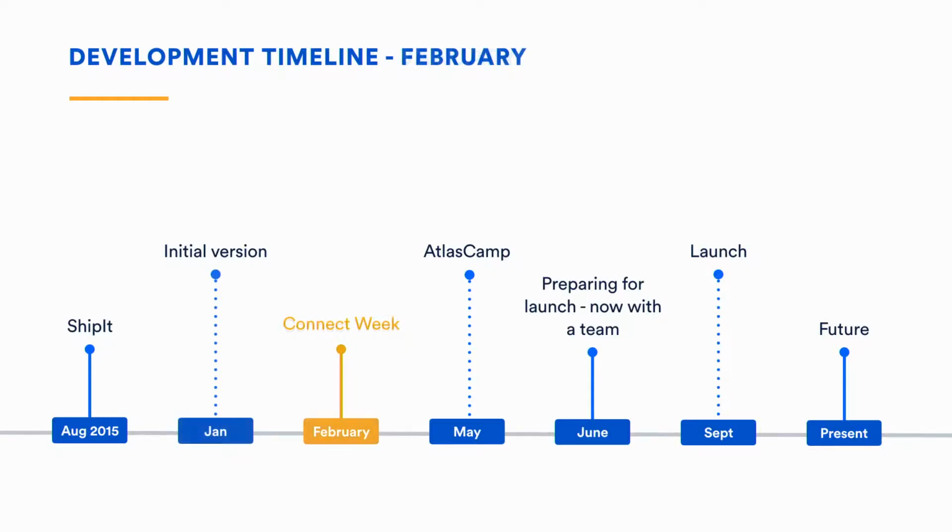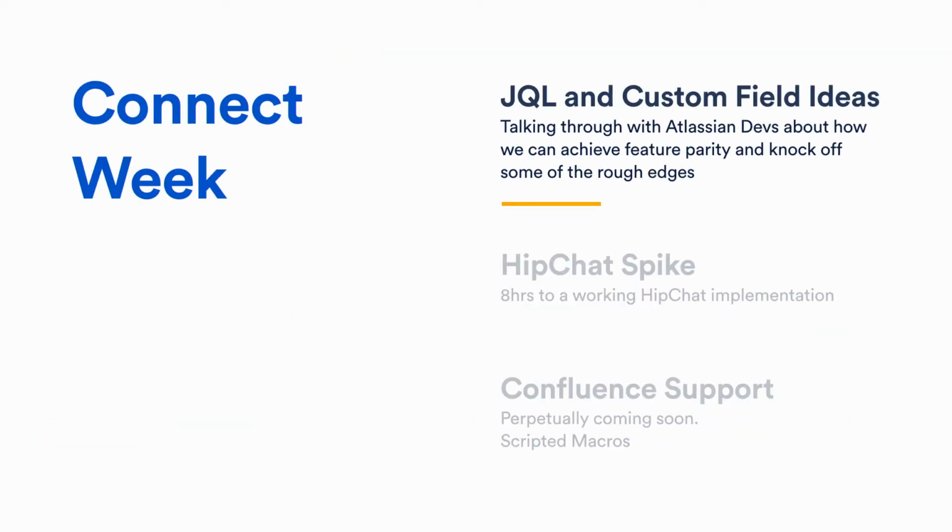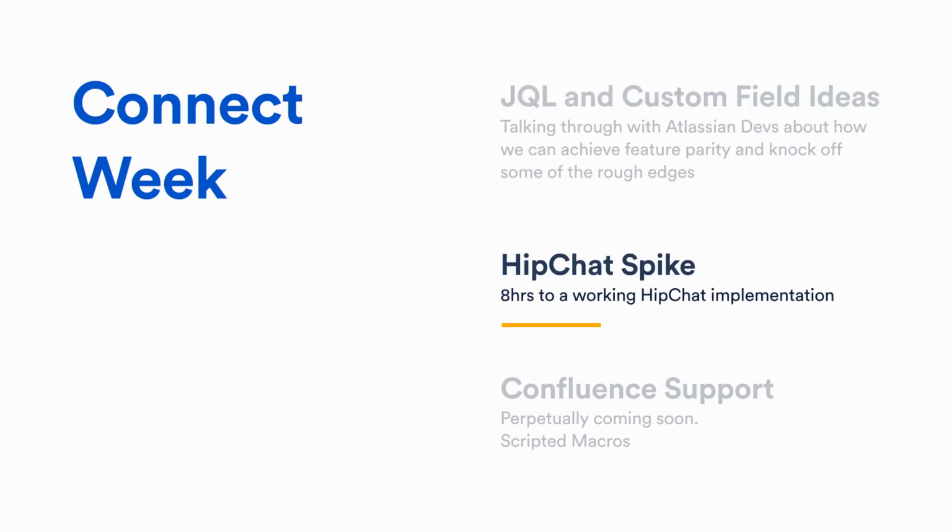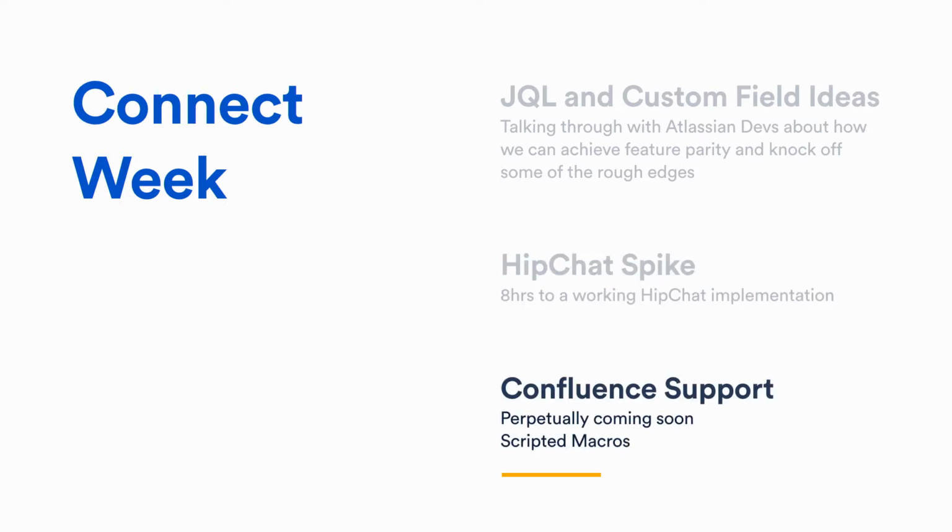So the next part in our journey was Connect Week in February. The idea we had was just to get in the ear of Atlassian developers and find out their ideas behind how we could implement some of these features, and how to achieve feature parity with the server version of ScriptRunner. During this time, we also had a spike at a HipChat implementation. We also did Confluence, which perpetually is coming soon. The key point here is we wanted to work with Atlassian to work out how to deliver features that are on the server and how to do this in the Connect world.